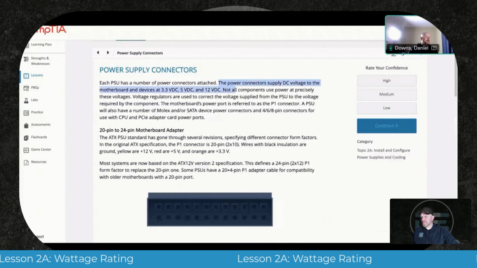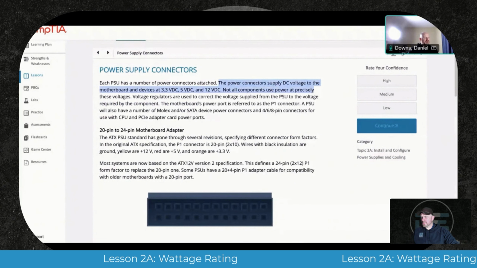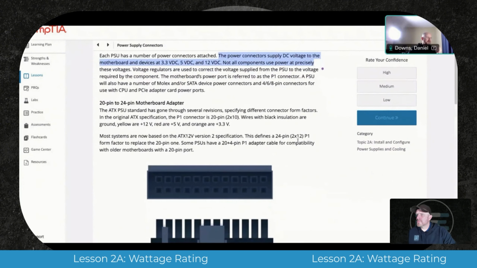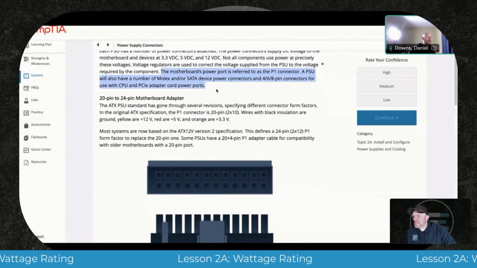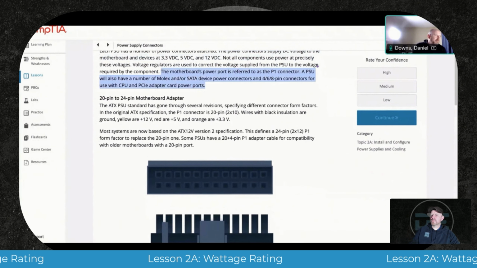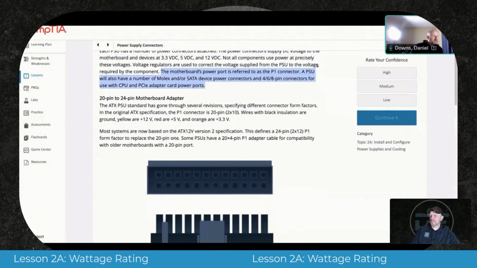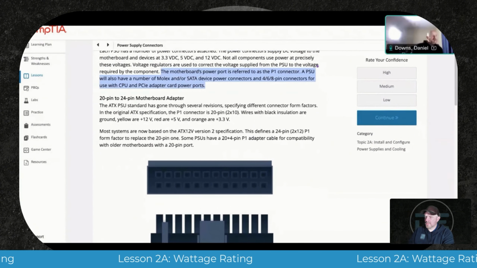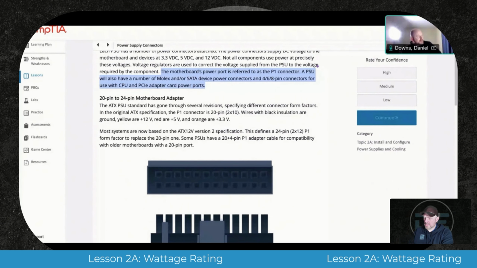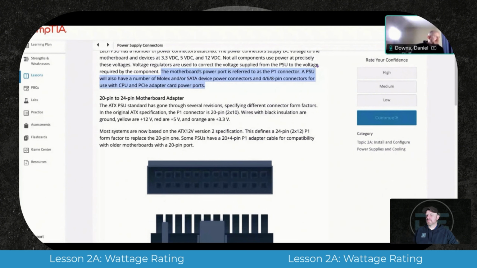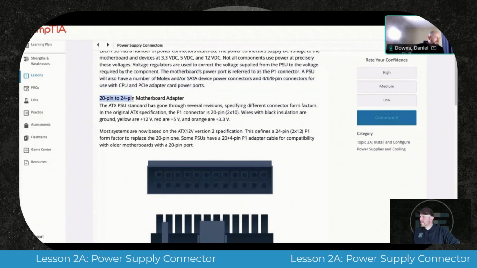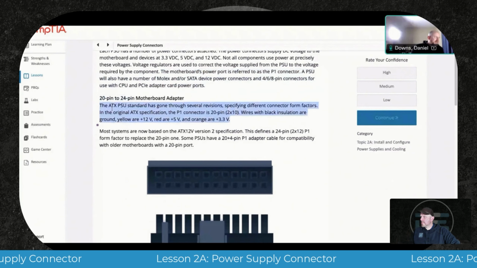The power supply connectors supply DC voltage to motherboards at 3.3 VDC, 5 VDC, and 12 VDC. Not all components use power at precisely these voltages. The motherboard's power port is referred to as the P1 connector. A PSU will also have a number of Molex and/or SATA device power connectors and 4, 6, 8 pin connectors for use with CPU and PCIe adapters. So we talked a little bit about PCIe last night. And then we have the 20 to 24 pin motherboard adapter. And then the ATX PSU standard.